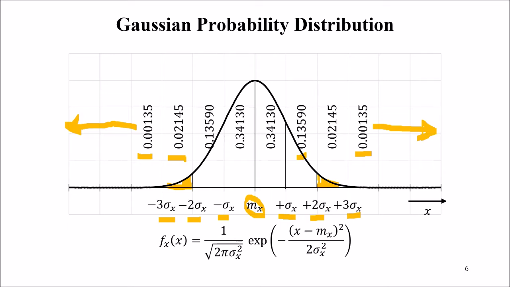0.02145. Under the next portions of the curve, 0.13590. That's these areas under these portions of the curve. And the two central portions of the curve each are 0.34130. So that's these larger areas under the curve.